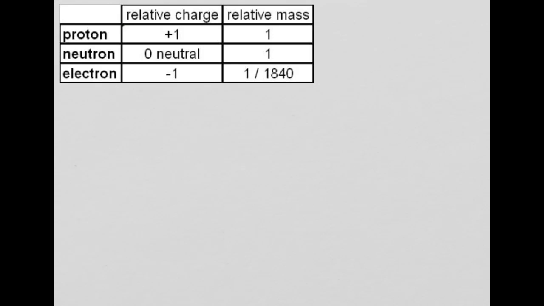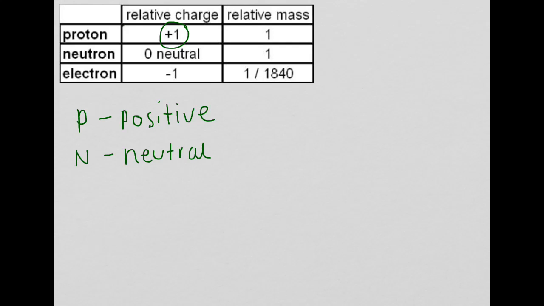Okay, so the first bit we're looking at is relative charge and relative mass. The relative charge of a proton is dead easy because you just remember proton is P, so it's positive. And neutron's dead easy because you remember N for neutron, so that's neutral. And obviously the electron is the opposite of the proton, so it's -1.